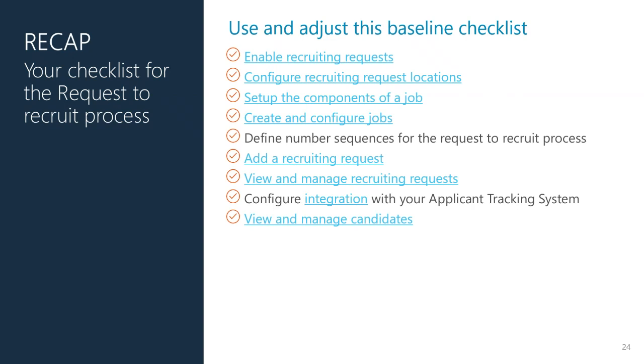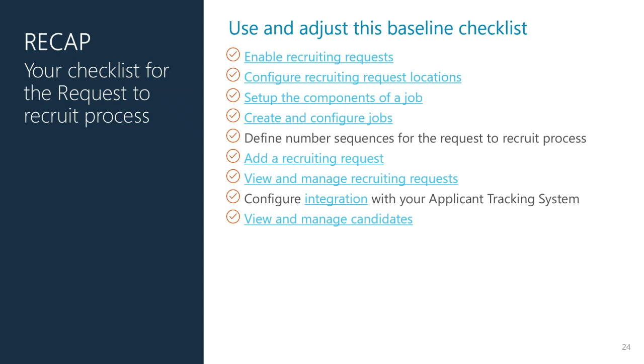So a recruiting request can be added directly through the employee self-service workspace by a manager on the My Team tab, or a recruiting request can be added directly in the recruiting request page by someone who has that human resources manager role. After you've created those recruiting requests, you can start viewing and managing those recruiting requests in the system. So that's where you can enrich those details manually.